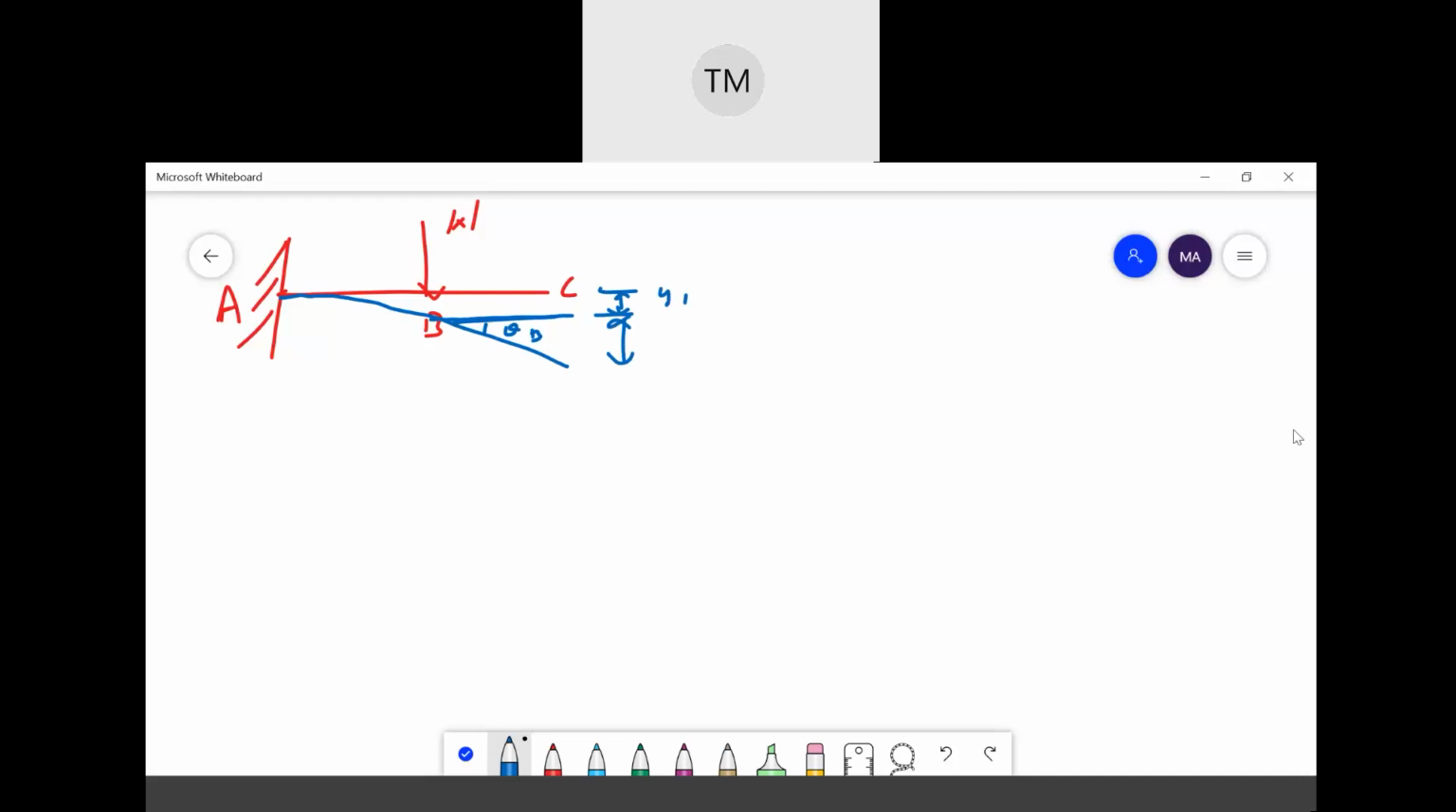So I am considering the cantilever as A up to B cantilever. What happens, it has a deflection. Directly you have a formula for it, already you have derived, that is y1, that is y, already we derived. You are considering directly that formula.